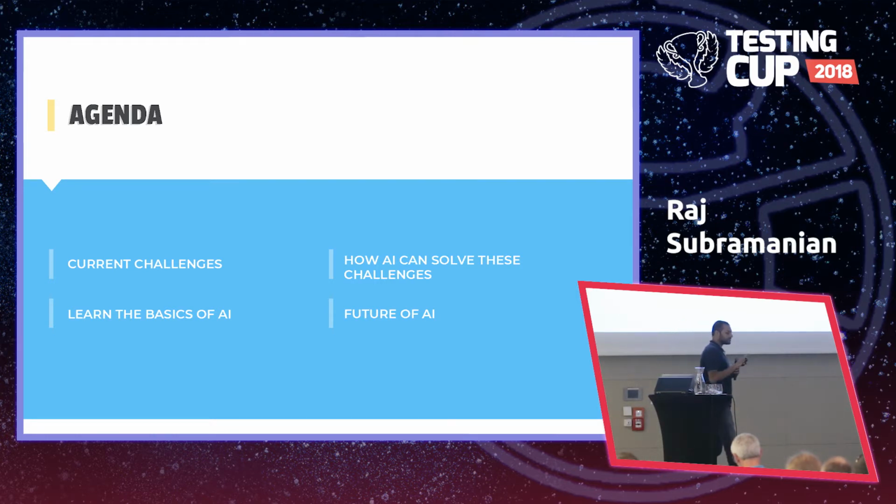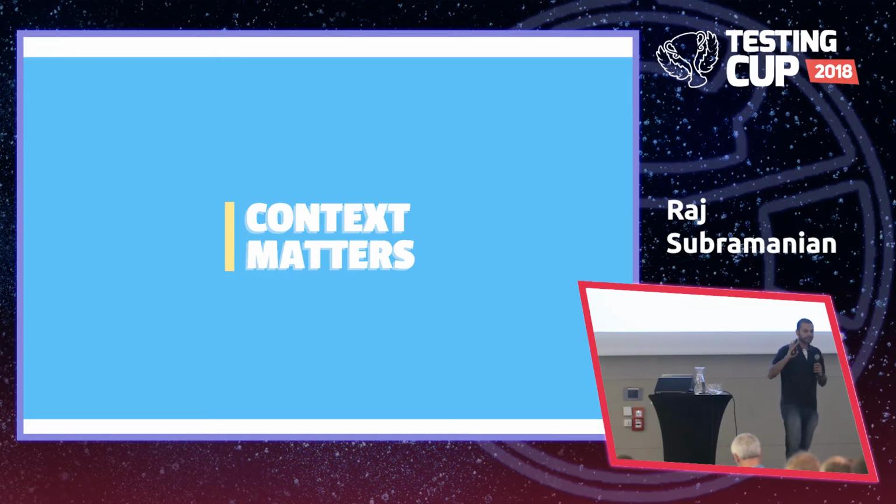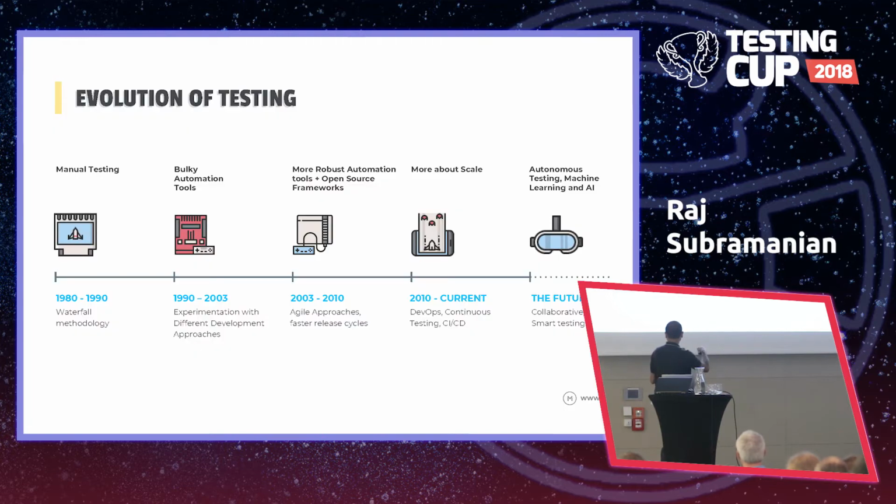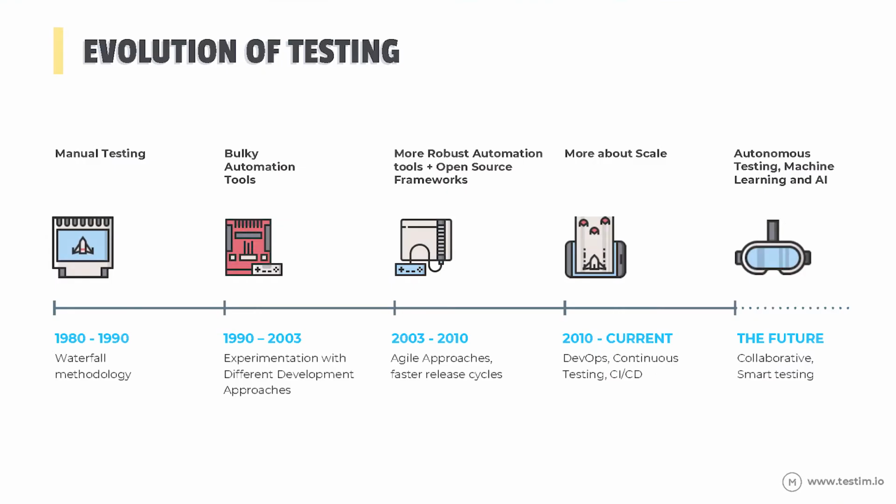So first, let's set some context. To understand the challenges of software testing, we want to take a step back and understand how software testing has evolved in the past 30 years, right? At one end of the spectrum, in the 1980s and 1990s, testing was predominantly manual, where there were not enough skilled testers and everything was manual, right?